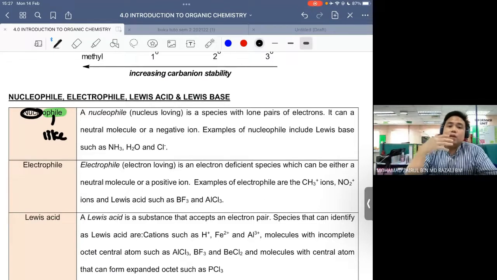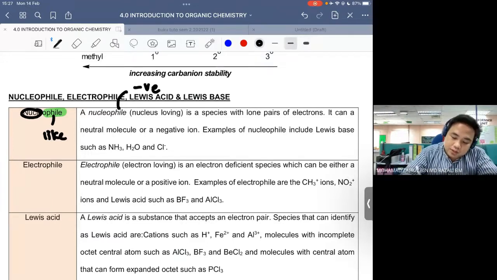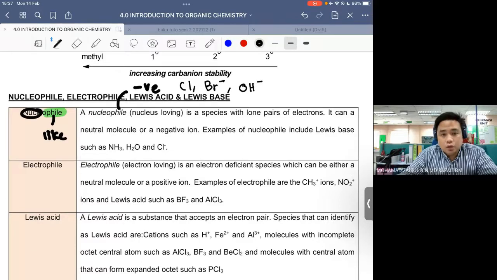Okay, and normally nucleophile itu is anything with a negative charge. For example macam Cl minus, Br minus, OH minus. This is just example of nucleophile. Other than any species with a negative charge, nucleophile ni juga is any species with lone pair of electron. So for example is water. If we draw the Lewis structure of water, awak akan nampak we have 2 lone pair on the oxygen atom. So water ini adalah nucleophile.